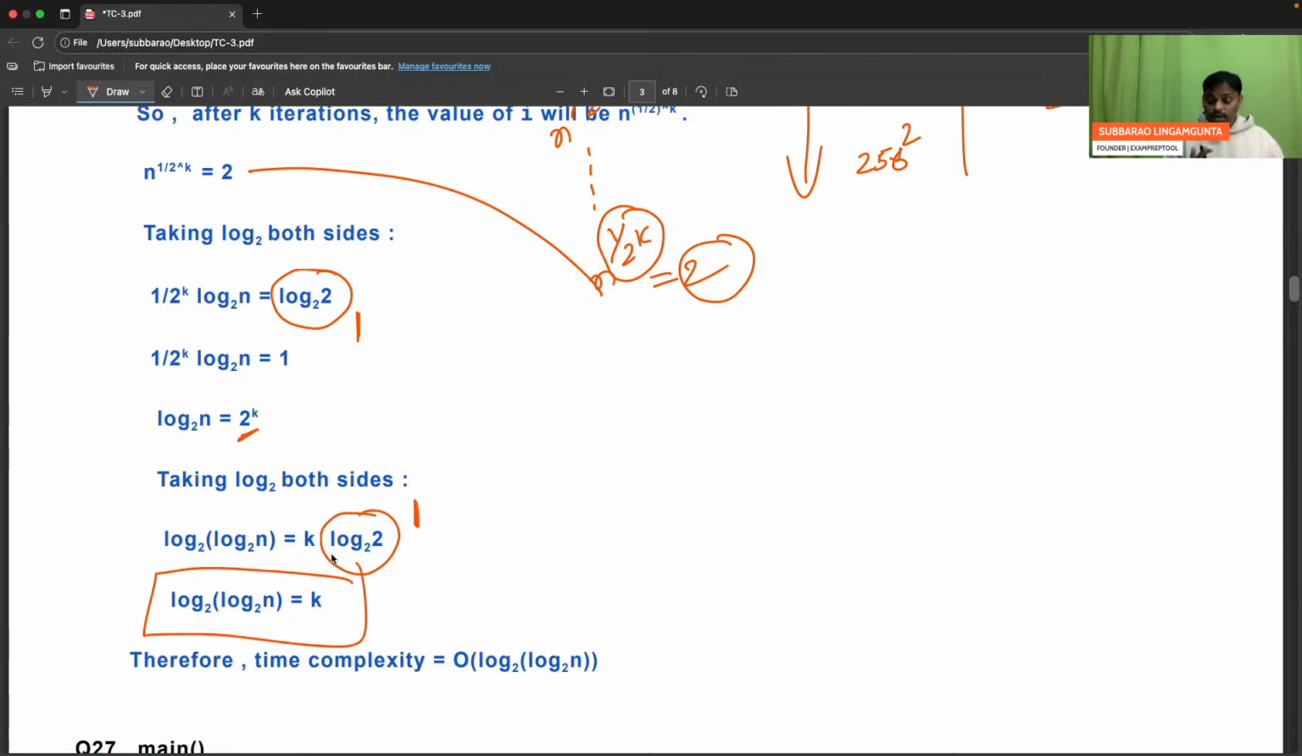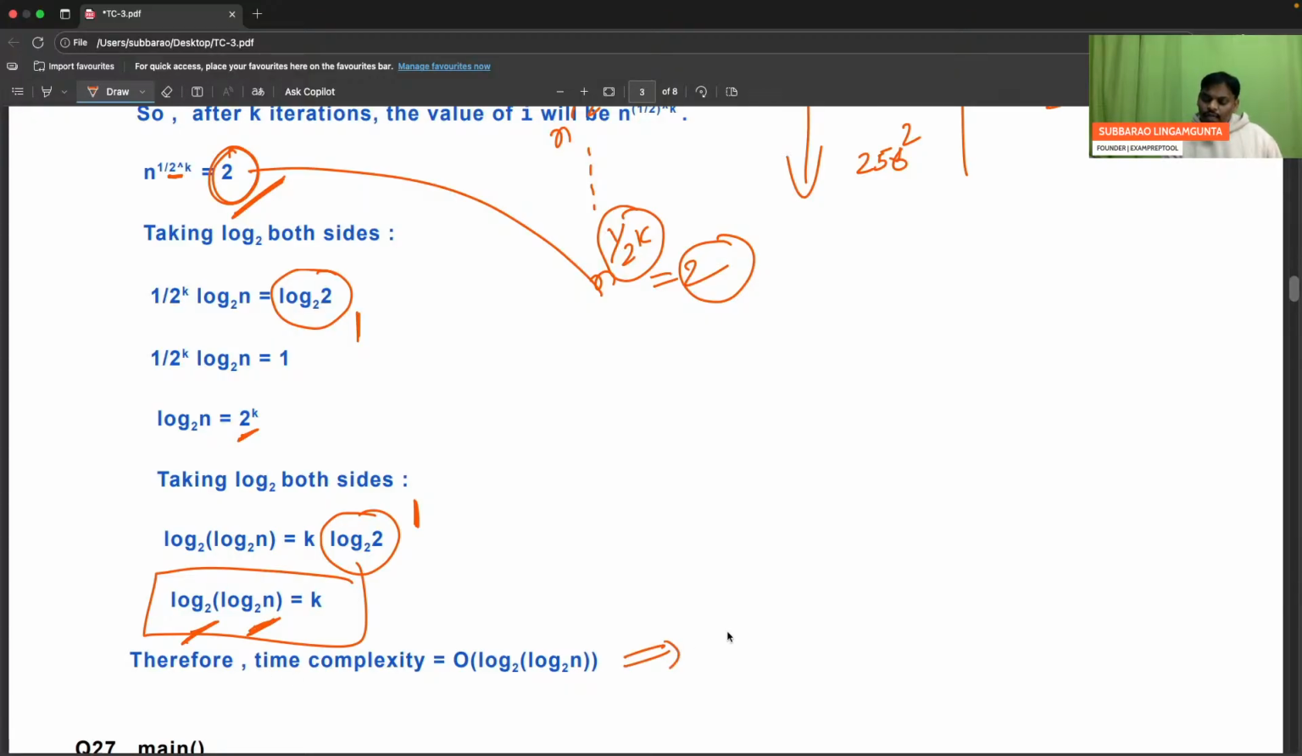Base 2, base 2. Remember everyone, this base starting 1 is inner 2, in the power 2 is outer 1. Starting 1 is going to be inner 1, power 1 is outer 1. So answer is log n base 2. Both are base 2. So k is time complexity log n base 2.